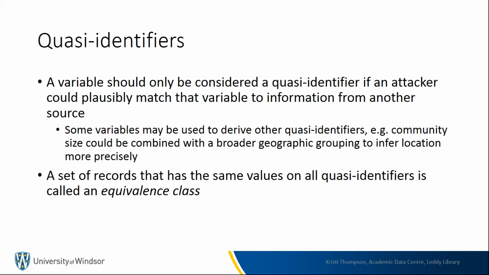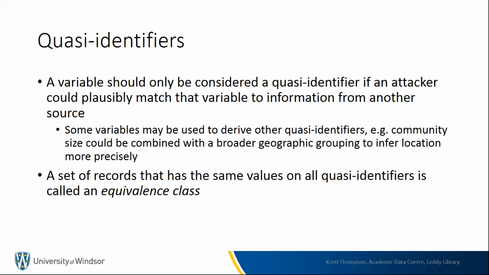A variable should only be considered a quasi-identifier if an attacker, someone who's trying to violate the confidentiality of a data set, could plausibly match that variable to information from another source. Unfortunately, the range of quasi-identifiers that could be matched to something or other is rather larger than you might realize. Some variables may be used to derive other quasi-identifiers as well. So for example, a community size variable could be combined with some other broader geographic groupings to infer more precisely exactly what town or city somebody came from.